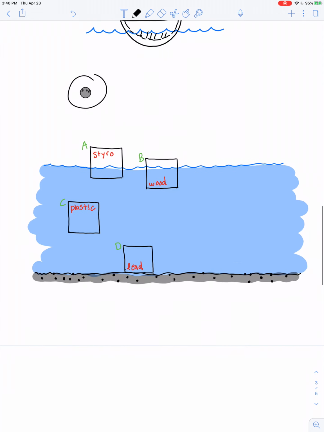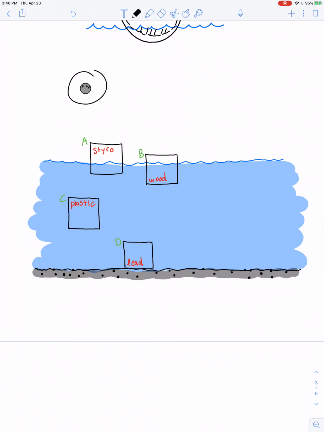Maybe this is a better question to test your understanding of Archimedes' principle. Here's 4 blocks, A, B, C, and D. A styrofoam block, a wood block, a plastic block, and a lead block, right? The one thing they have in common is they're all the exact same size. Let's imagine they're all cubes with the same dimension along their edge. Can you rank these in terms of their buoyant force from greatest to least? Which block experiences the greatest buoyant force and which block experiences the least buoyant force?